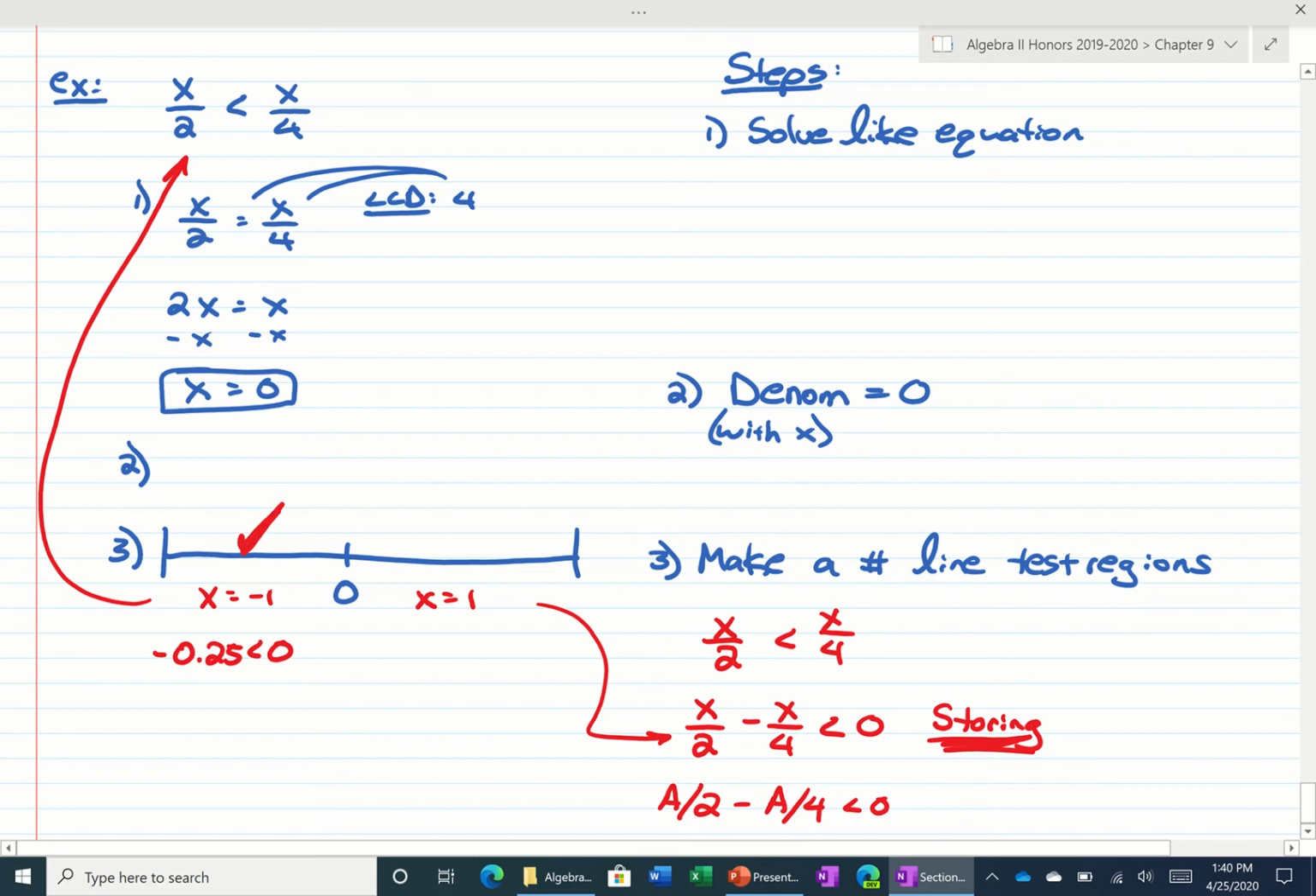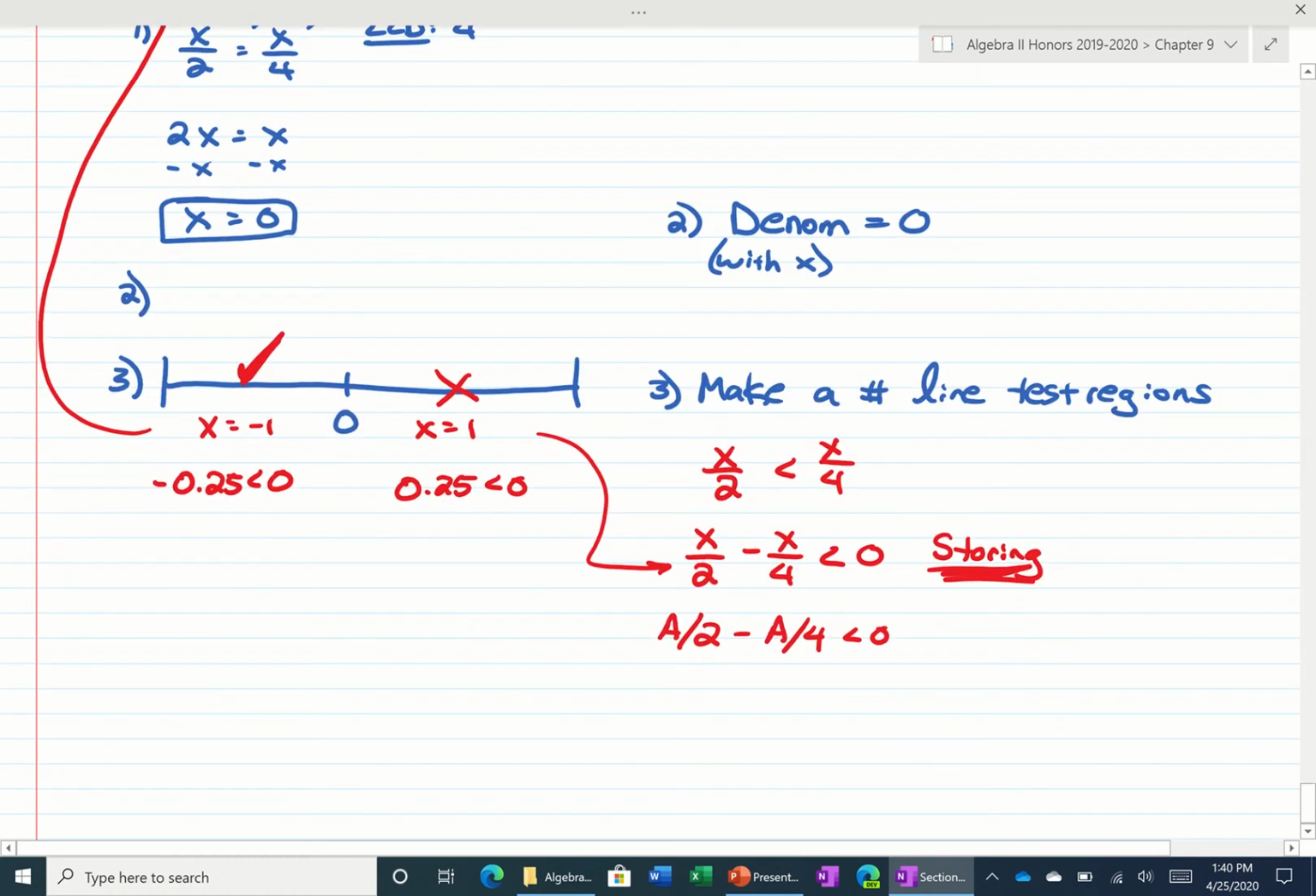I'm going to store 1 now. Go back to my equation I typed in, and I'm getting 0.25 is less than 0. That's not true. So if this is a number line, it looks like all numbers less than 0 are working.